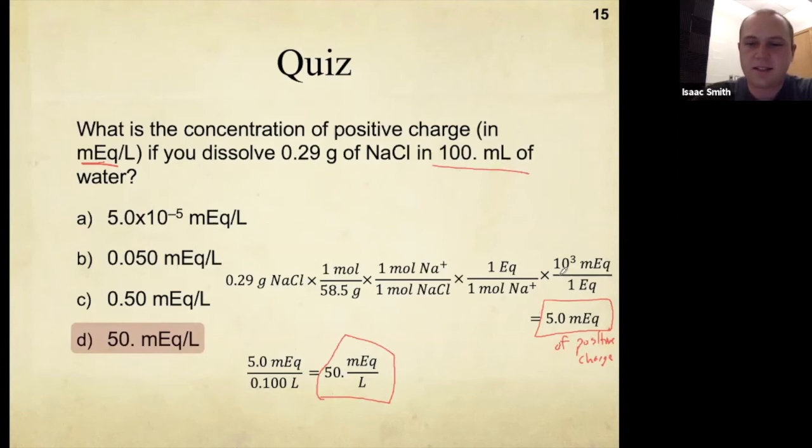I think this makes sense. Hopefully, where you're saying that 1 equivalent is equal to 1 mole of positive charge, then you're just converting it from equivalents to milliequivalents. And then if you're asked for a concentration in the units that you're given, milliequivalents per liter, you're going to need to divide by liters to get that concentration, basically.